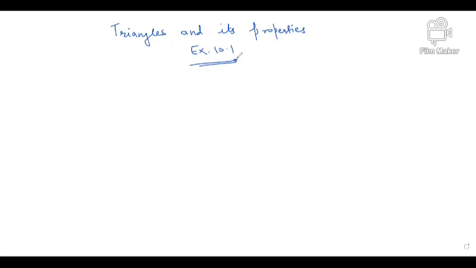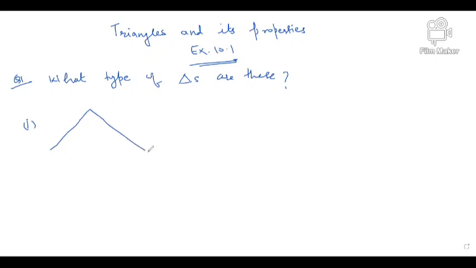So let's not waste further time. Check out how to solve question first of exercise 10.1, chapter triangle and its properties. The question number 1 says, what type of triangles are these? Some pictures are given here. The first diagram is given like this.